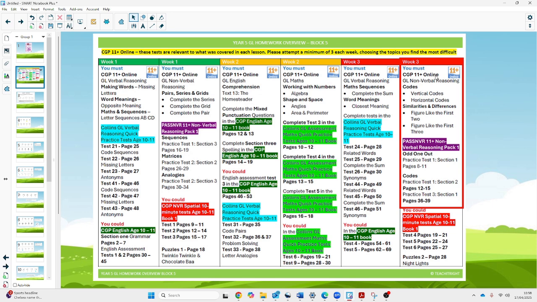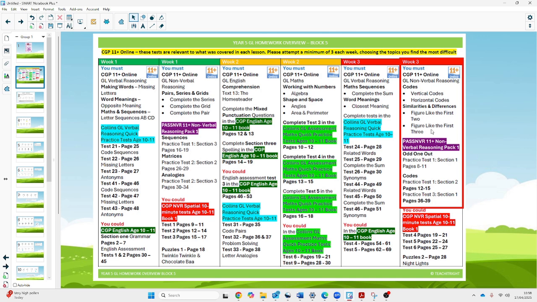So there are tasks obviously set on the CGP 11 plus online. We're hopeful that children are using those now, certainly the 10 to 11 questions, focusing on the vertical codes, the horizontal codes, then also looking at figures like the first two and like the first three. So hopefully you've had an opportunity to have a go at those. Please attempt at least a minimum of 3 each week on those, just so you're giving yourself the best opportunity to practice those questions online.